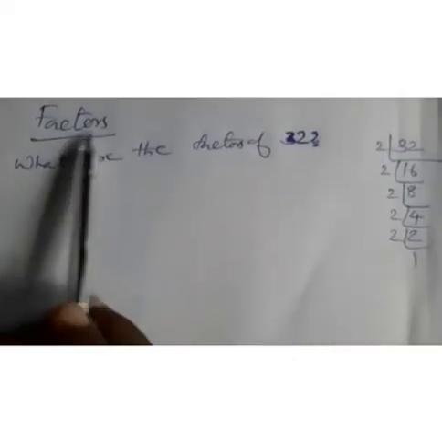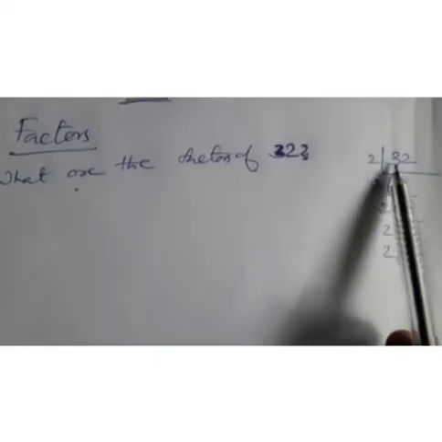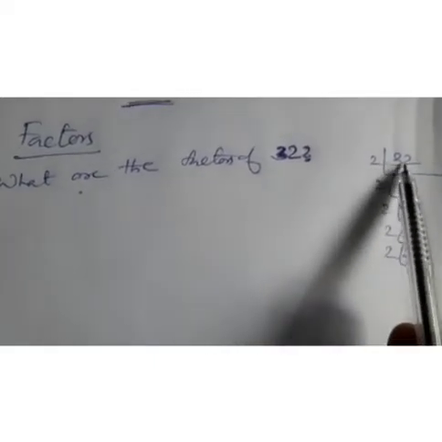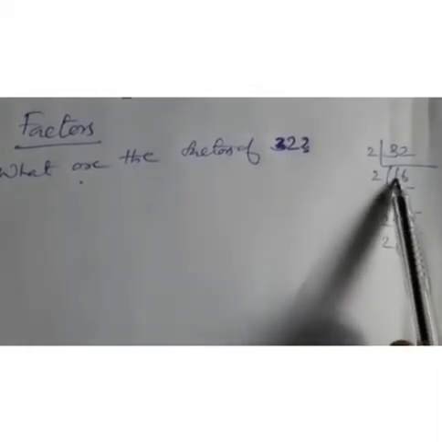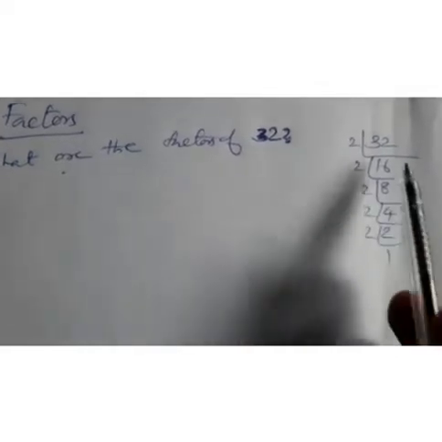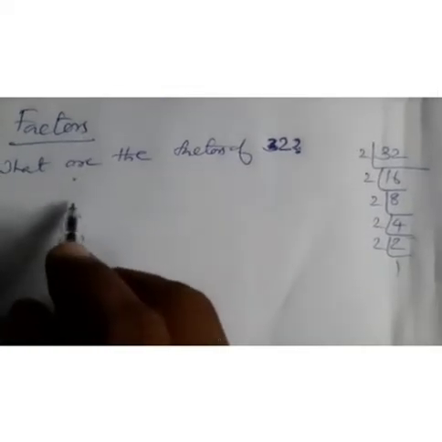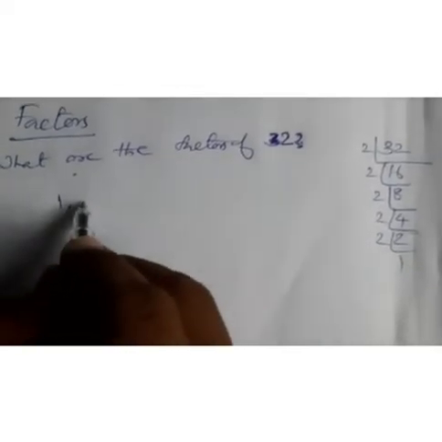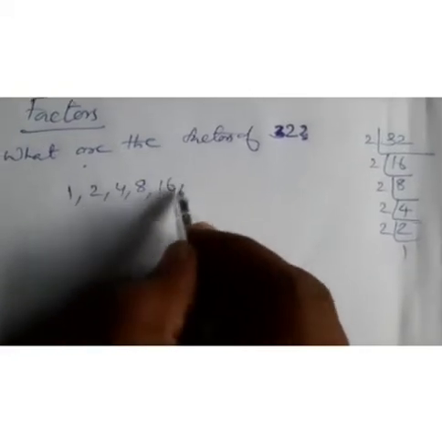Next one is factors. What are the factors of 32? If we factorize 32, we will get like this. 32, 16 into 2 is 32. 8 into 2 is 16. 4 into 2 is 8, like that. So we can write the factors of 32 as 1, 2, 4, 8, 16, 32.